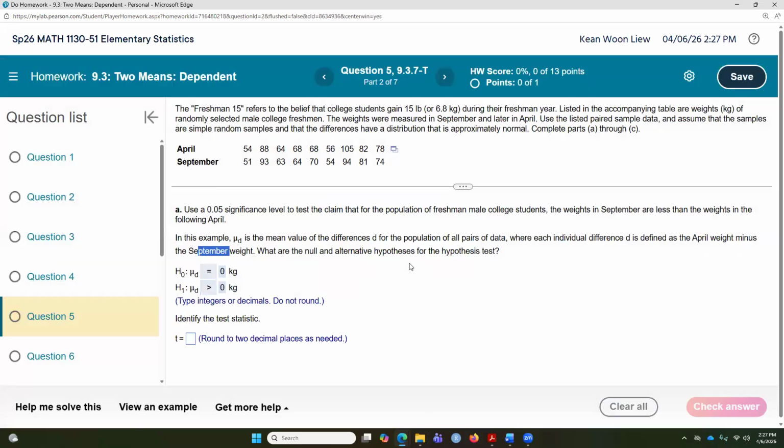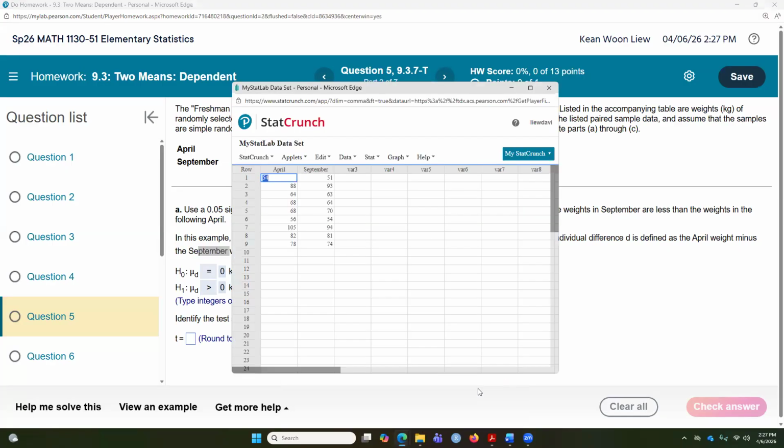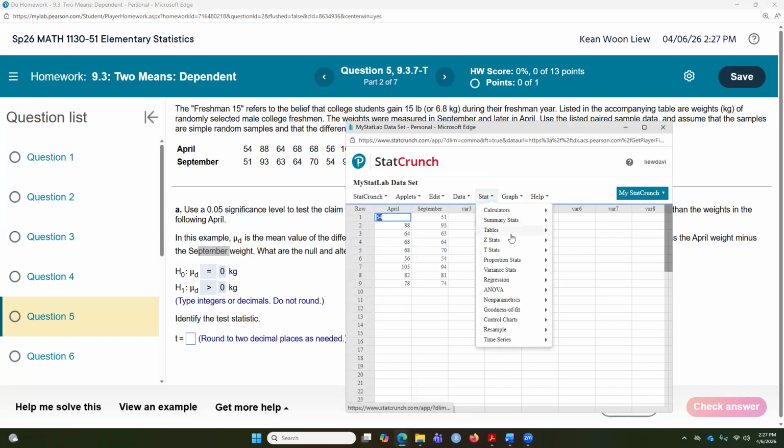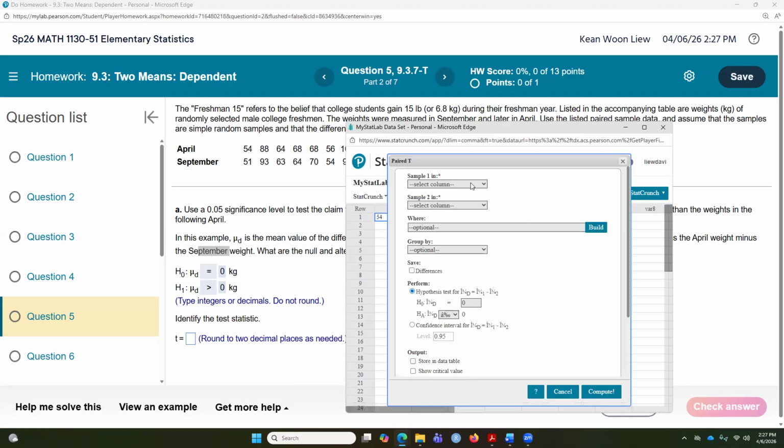Okay, and then you need to find the test statistic. So you get your sample data, that is important. Don't forget, April minus September. So what you do in this case, you go under Stat, T-stat, Paired. Last time we did 2 sample, and then last time we did 1 sample. This time we do Paired. The first sample in this case is April, since the question is giving us April, then the second one is September. If you want to save the difference, you can.